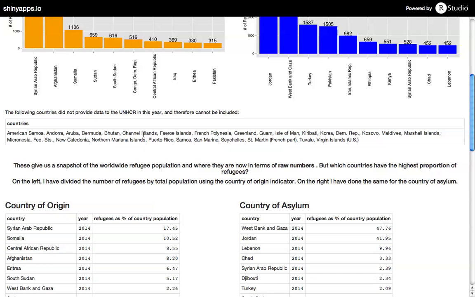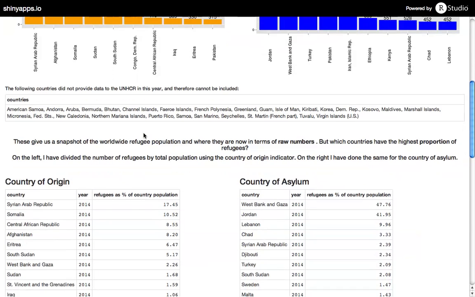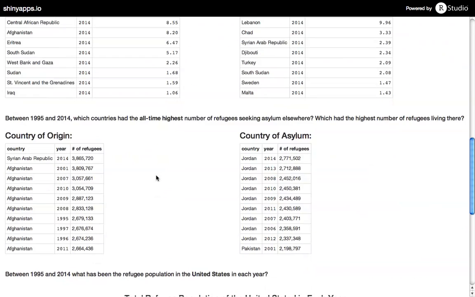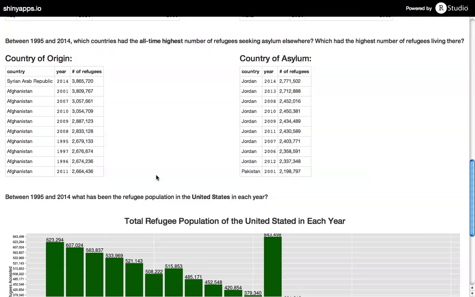Scrolling down, you'll see data in terms of proportionality to total population. I won't go through all 20 years again, but will point out that in 2014, 17% of Syria's population was accounted for by refugees who left. Further down, you'll see some static charts showing all-time highs in terms of refugee populations. Syria's 2014 refugee population represents the highest such figure in the past 20 years. On the other hand, Jordan is consistently home to one of the largest refugee populations.